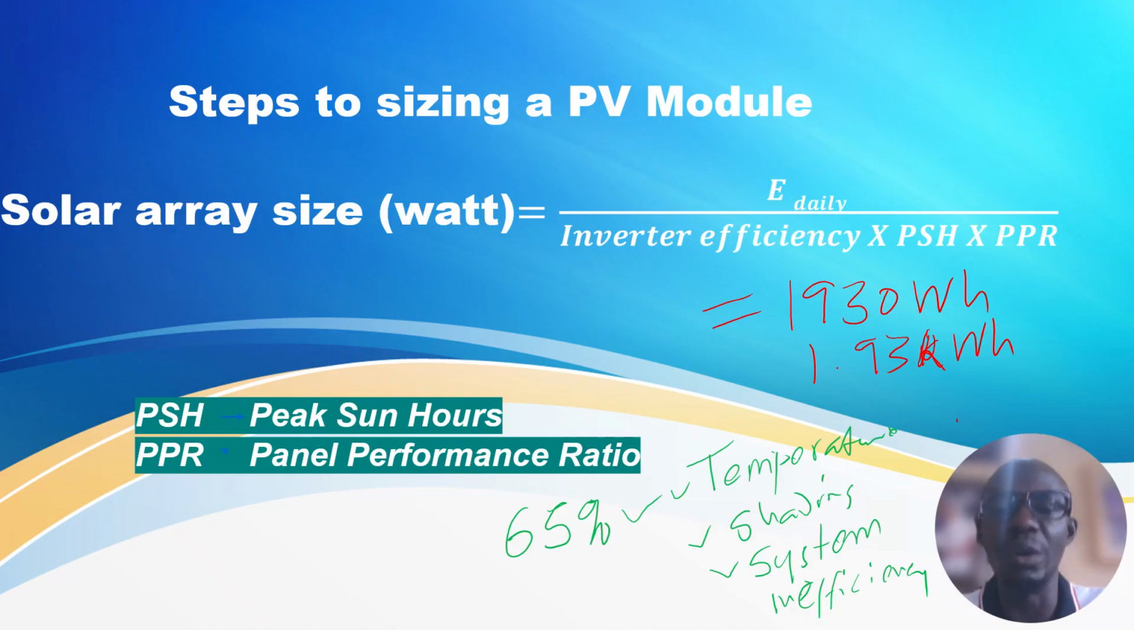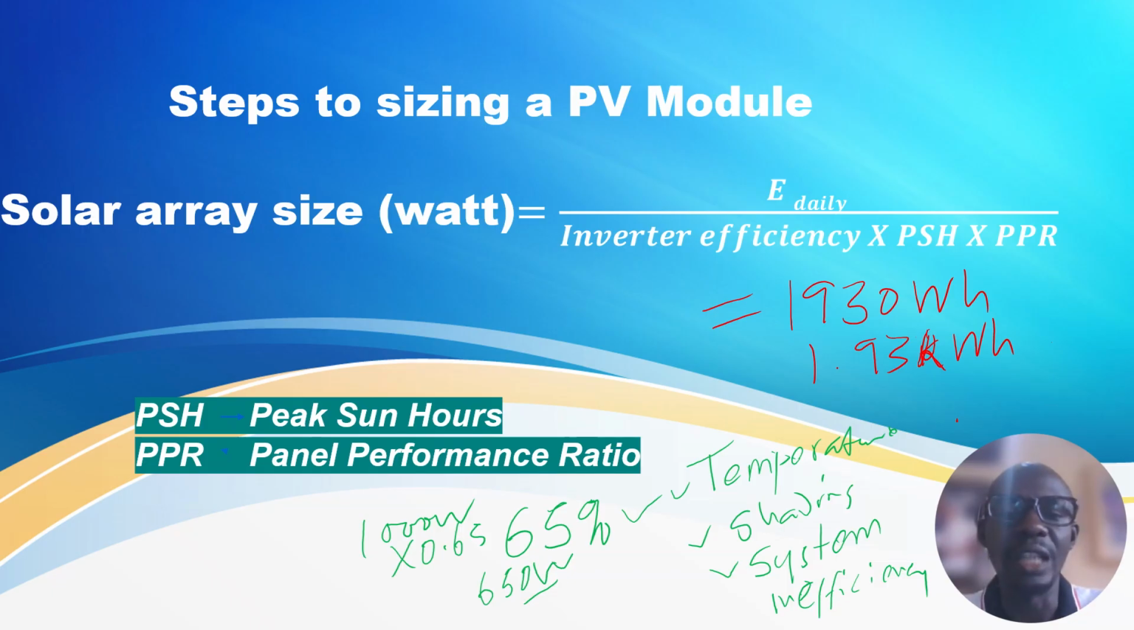So you don't expect your panel to perform at maximum power, at 100%. And that's why it's good to lower your efficiency expectation. So we discovered that your panel will deliver 65%. It means if you have a 1000 watt panel, 65% will be 0.65, so the panel will supply only 650 watts.